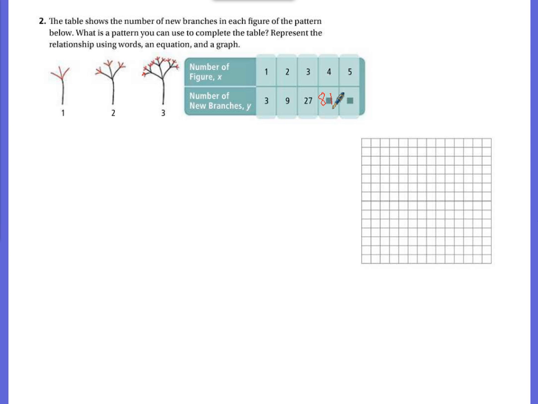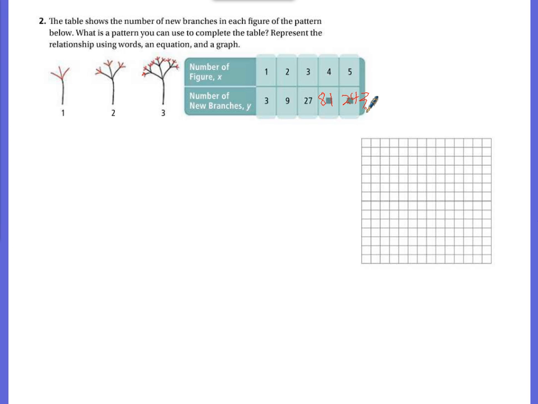Is that right? So I'm not going to sit here and draw figure 4. That's a lot. What about figure 5? 81 times 3? 243. Lots and lots of little branches.